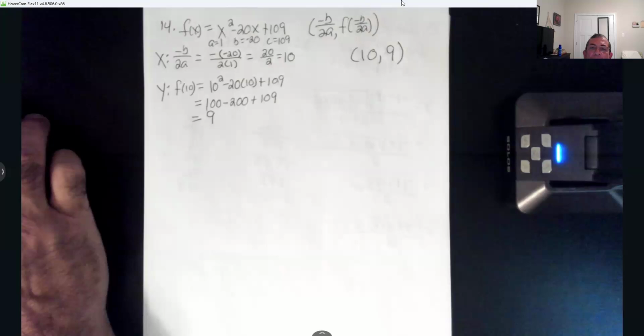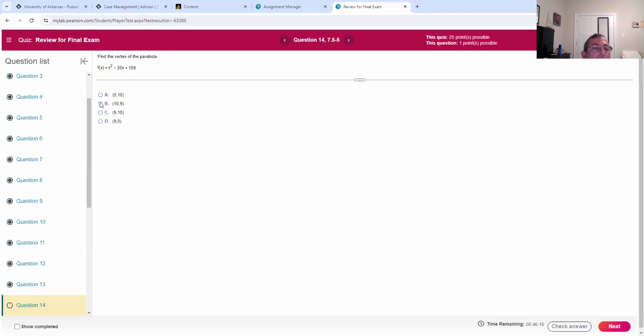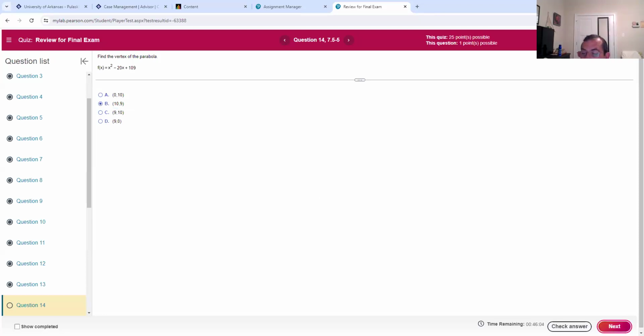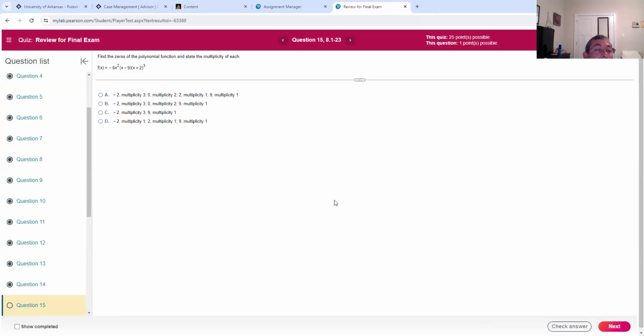So we're going to go find that. And y'all, (10, 9) would be B. Actually, if I knew my x value, I could have gone to B without even doing the y value, because they only got one with a 10 in the front. So there you go on that one, huh?